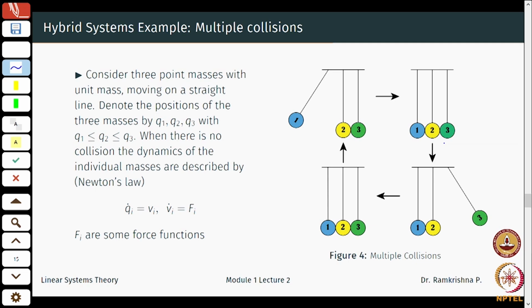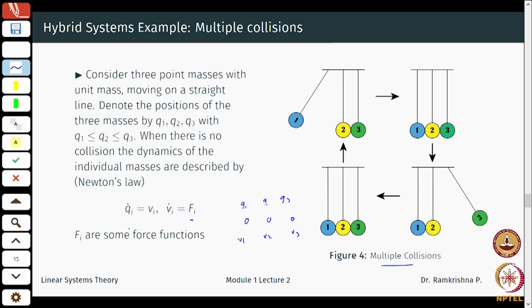So let's do this simple example. This is also called Newton's cradle, and there are beautiful videos online which you can watch about this. I start with 3 point masses, with positions Q1, Q2, Q3, and each of them moving with some velocities Vi. So this is V1, V2 and V3, and some force functions possibly acting on them.